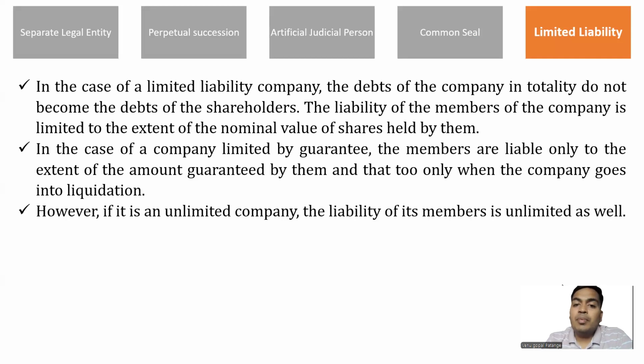Then in case of unlimited company, the liability of its members is unlimited, similar to sole proprietorship and the partnership firm. You rarely see an unlimited company in practical scenarios. One of the most important features of a company is limited liability. Owners shift from sole proprietorship to company, and partners convert from partnership to company because of this important feature, which is limited liability. So rarely we will see an unlimited company in practical scenarios.